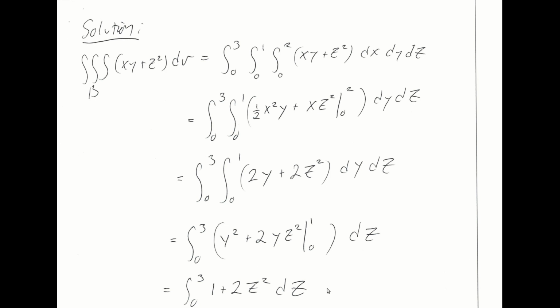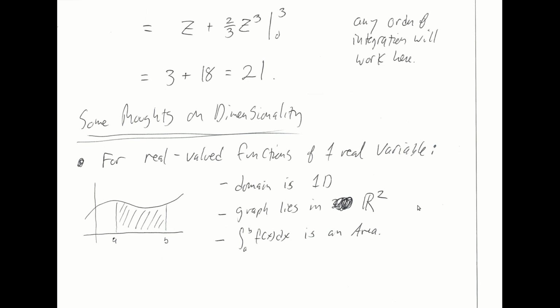Now I'm left with a single-dimensional integral of a polynomial. This is about as easy as our Calc 2 problems got. I take an antiderivative with respect to z, and I'm getting z. 2z squared is going to become 2/3 z cubed. We're going from 0 to 3 here. I plug in the value at 3, and I'm going to have 3 plus, this would have been 3 cubed over 3, which is just 3 squared, which is 9, times 2, giving me 18.